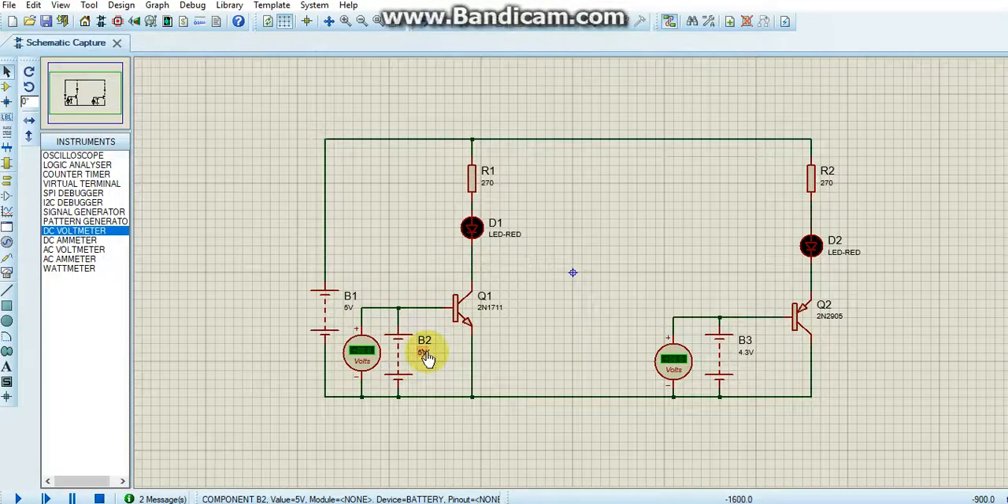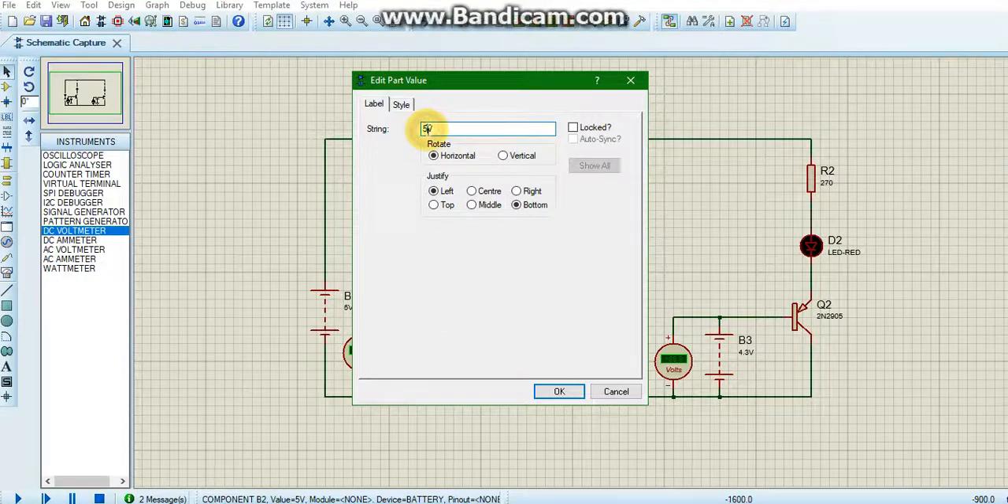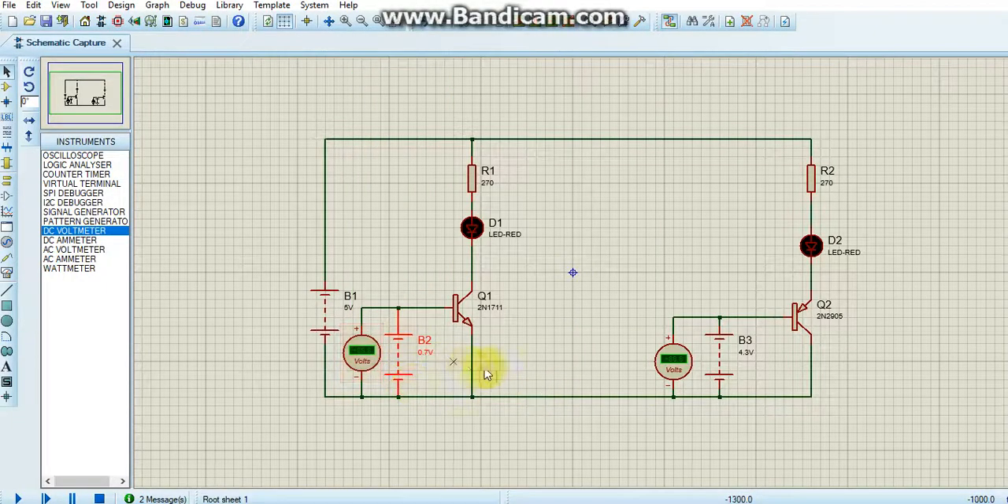If we change this voltage, say only 0.7 volt, still we will expect the transistor to turn on and the LED will turn on and current will flow through this resistor. Let's do the simulation again.